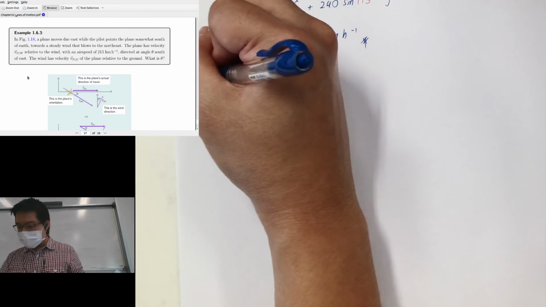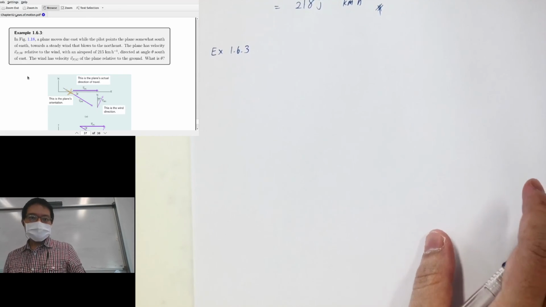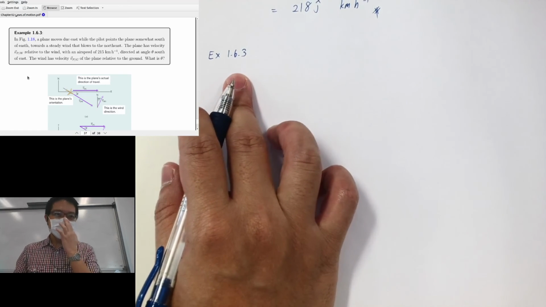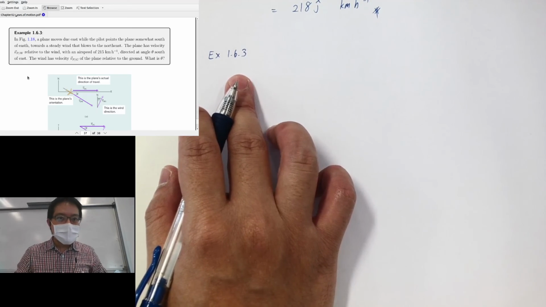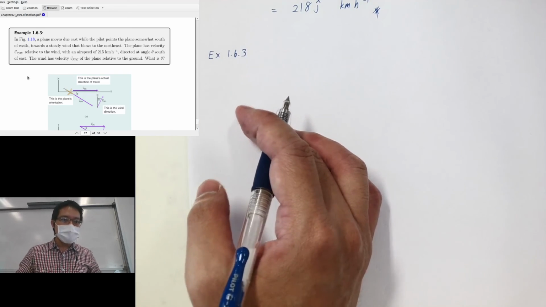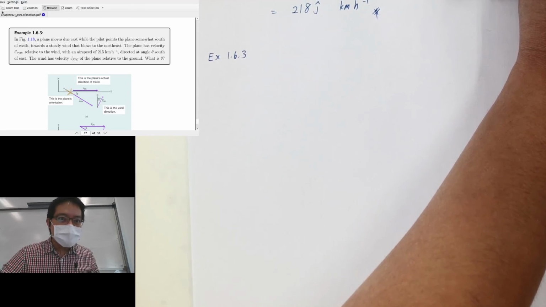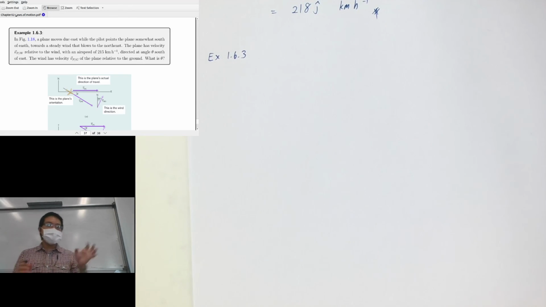The next one we're talking about is 1.6.3. This is the new example I recently added. In this picture, a plane moves east while the pilot points the plane somewhat south of east, towards a steady wind that blows northeast. So we got the information about the wind blowing northeast. The plane is going south of east, so in the east direction but a bit south, at a certain unknown angle at the moment.